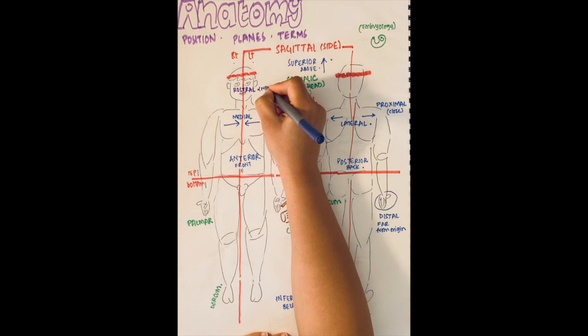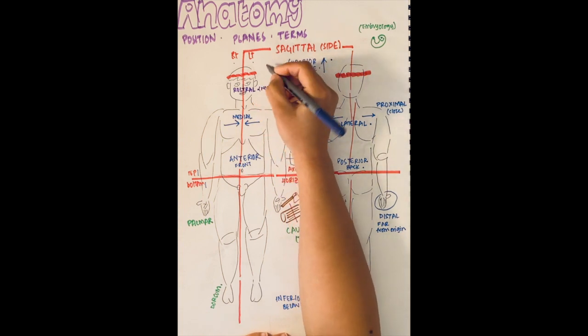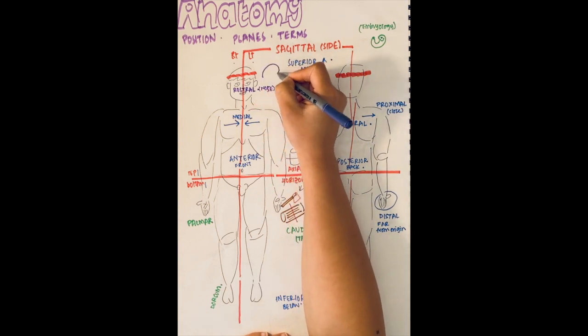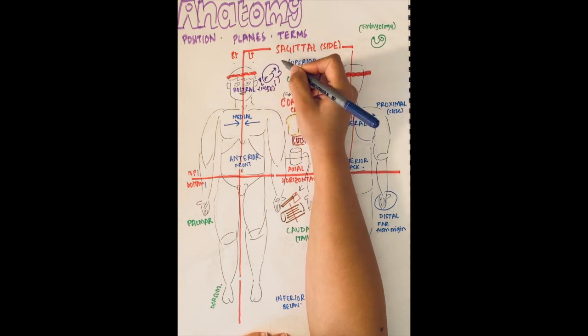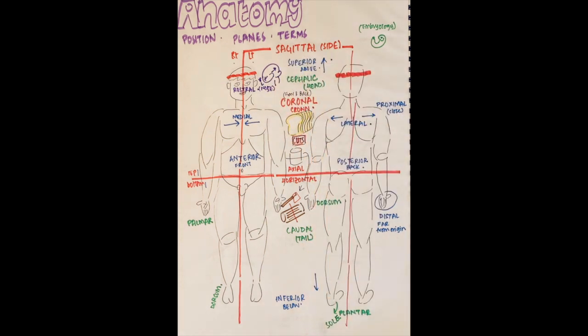Rostral refers to the nose, and it's usually used in neuroanatomy to describe the orientation of the brain. So the end of the brain that's closer to the nose would be described as rostral, and that would make it easy to orient yourself in a CT scan or MRI, whatever you're looking at.